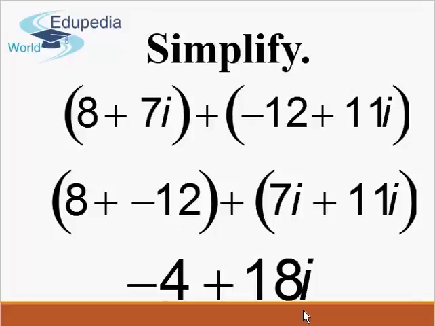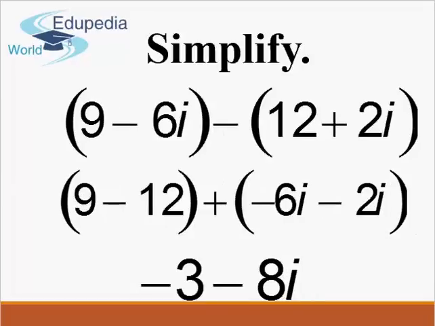Another thing that you have to remember over here is, once again, try to imagine, what if this were only 7i? Only 7i plus negative 12 plus 11i. What would you do then? You're going to add 7i to 11i, and you're just going to write negative 12 over here, no 8 over here, because there was no 8. So the answer would then be negative 12 plus 18i, because the real numbers are only added with the real numbers and the imaginary numbers are only added with the imaginary numbers.